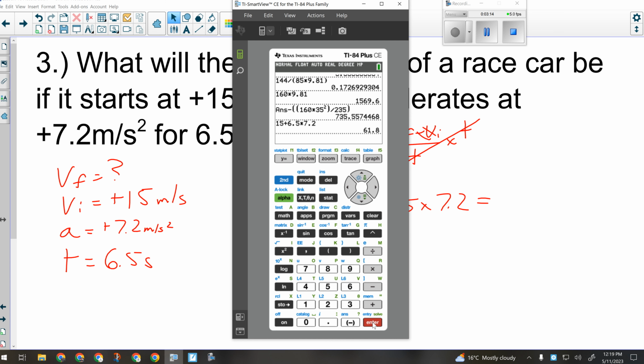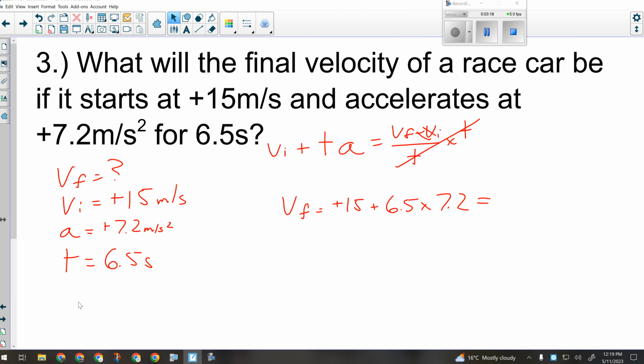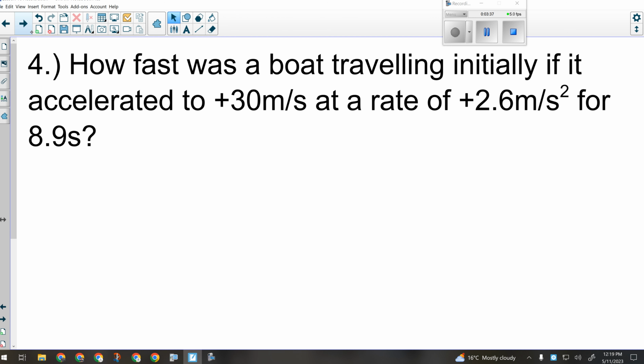All right, that gives me 61.8 meters per second, which is what I saw on lots of people's papers as I walked around. So that's good. That is probably the second trickiest of the manipulations of that formula. The trickiest one is for VI. So why don't we try one that has VI?